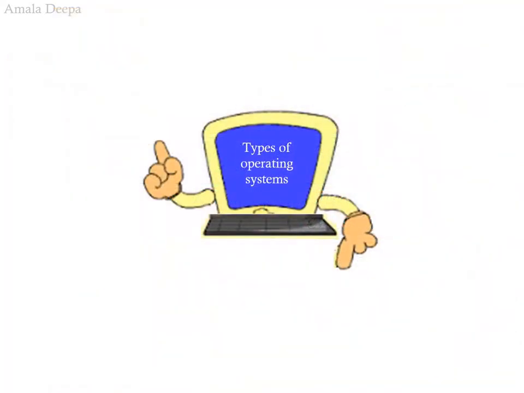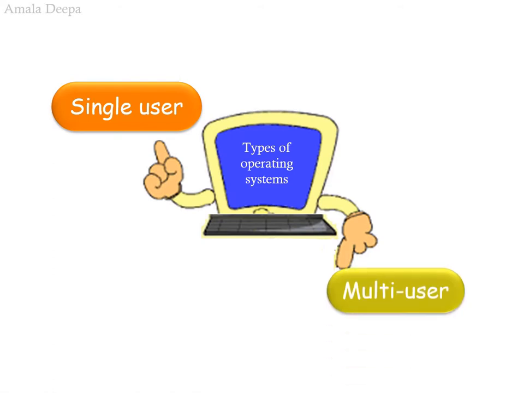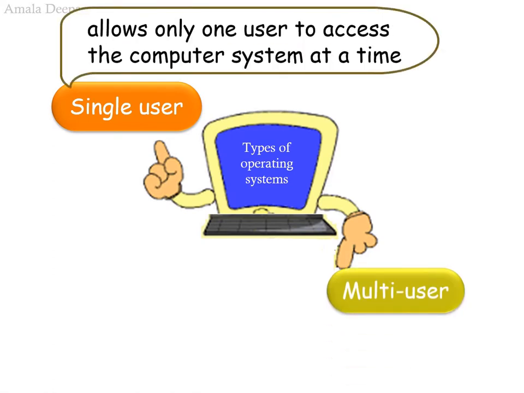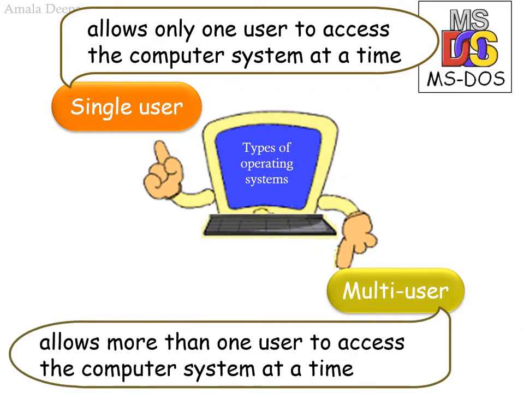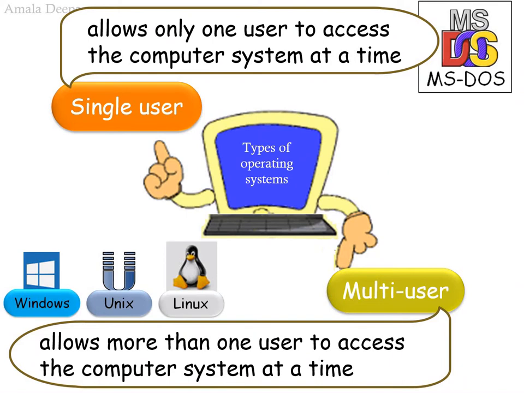There are two types of operating systems: single-user operating system and multi-user operating system. Single-user operating system allows only one user to access the computer system at a time. Example, MS-DOS. Multi-user operating system allows more than one user to access the computer system at a time. Examples, Windows, Unix, and Linux.